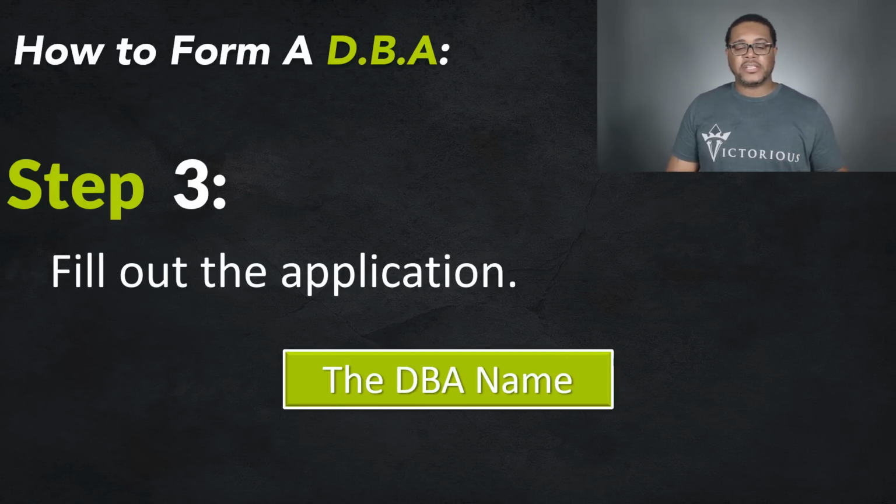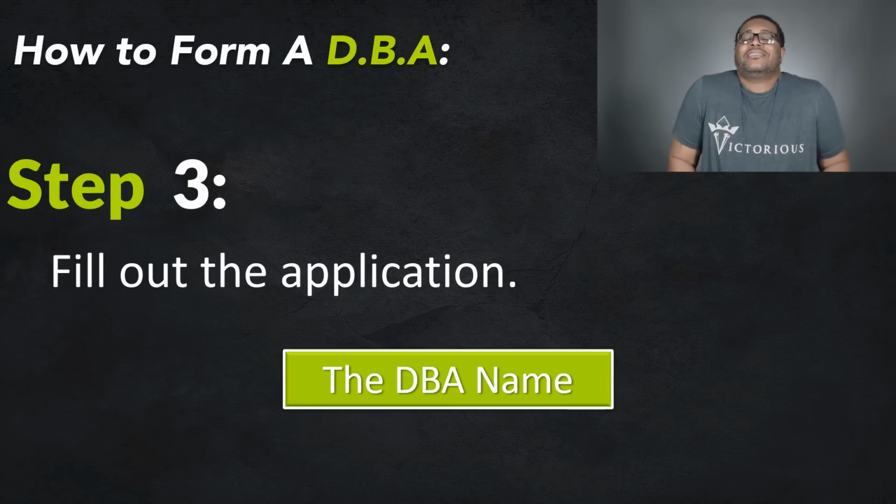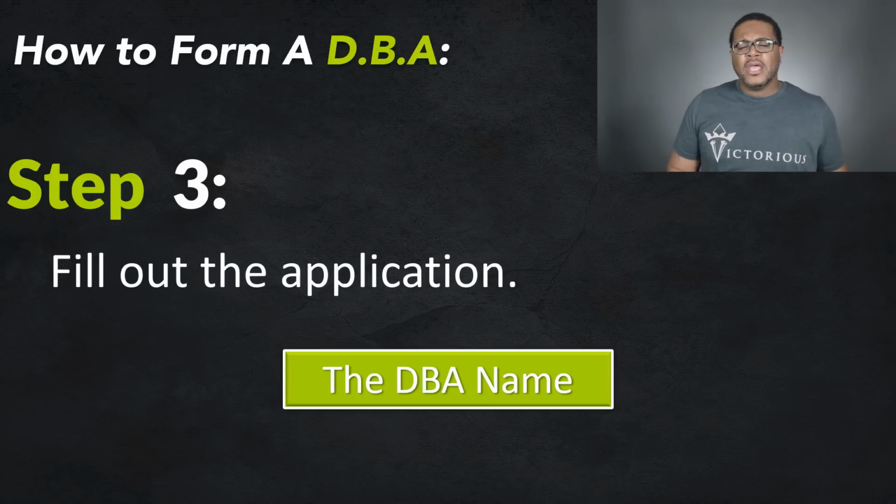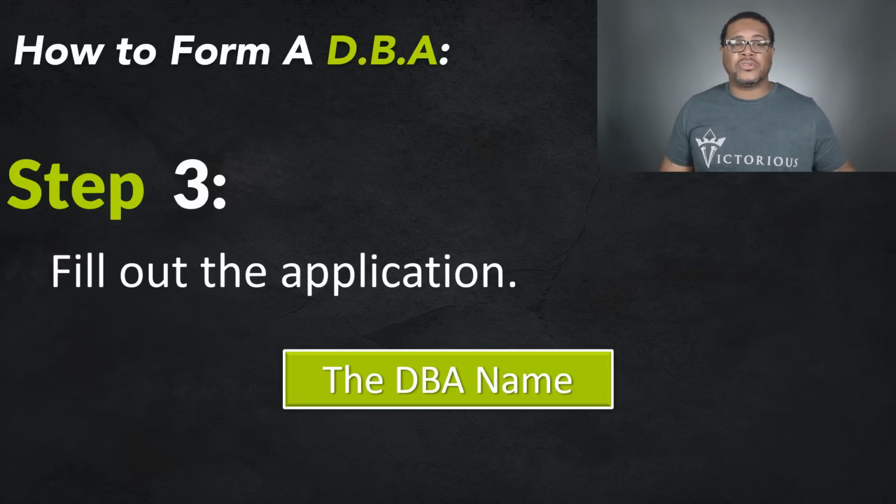Next thing, under the application, you'll need the DBA name, another obvious one, because this is the name that you've chosen. And for most applications, you can only put one of the names that you've chosen. So hopefully you've done the name search, you've confirmed that that name is available, and that's the one you're going to put on the application.